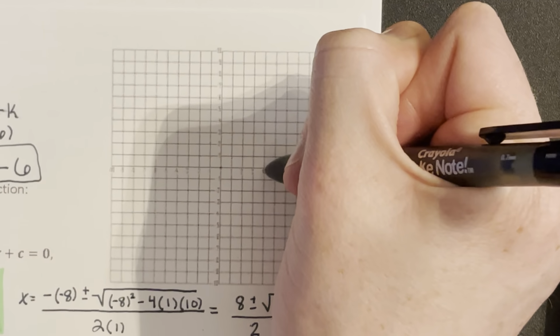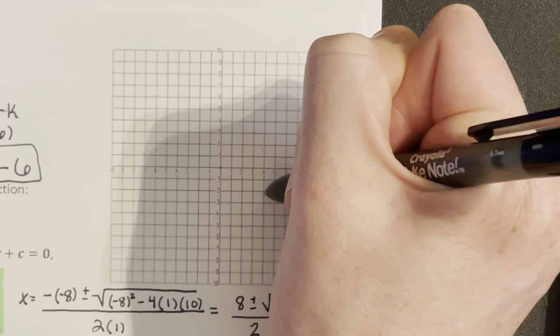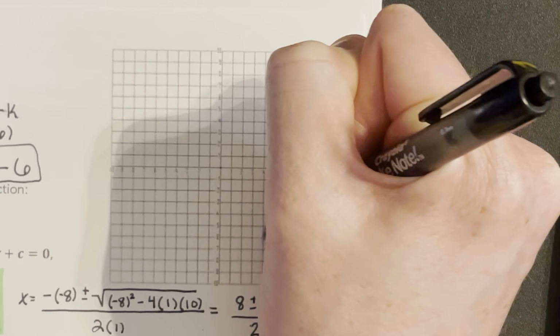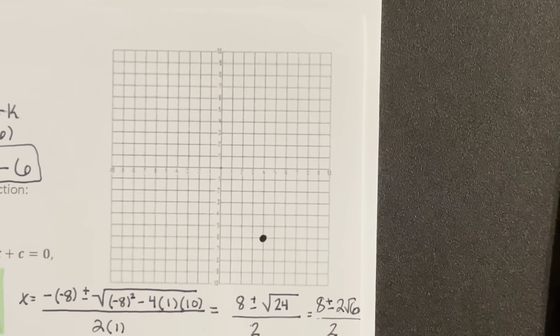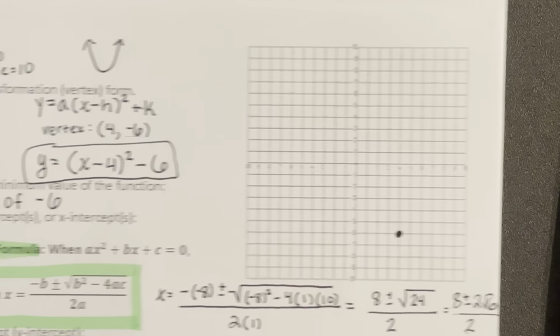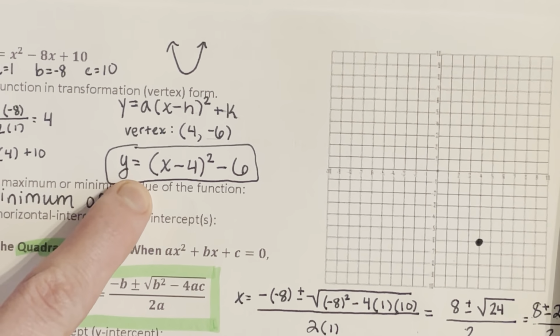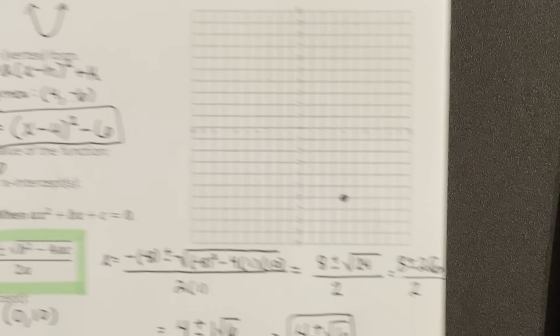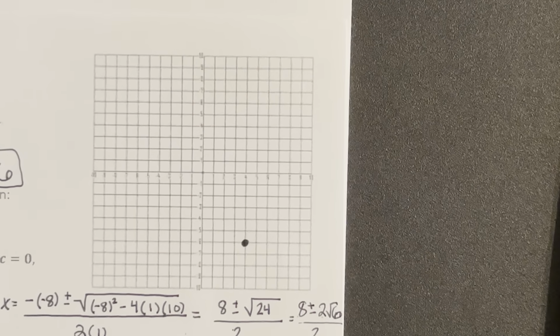1, 2, 3, 4. We're going to go down 6. 1, 2, 3, 4, 5, 6. The a value in our function is 1, so it was not vertically stretched at all. That keeps with the parent function shape.